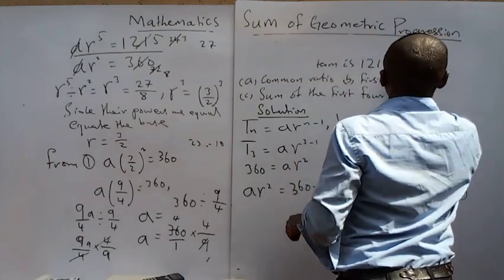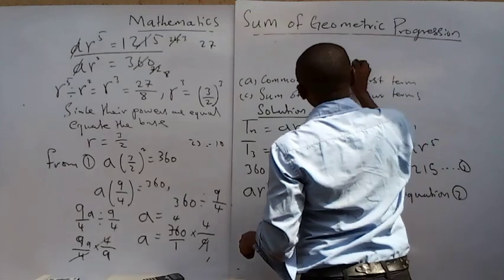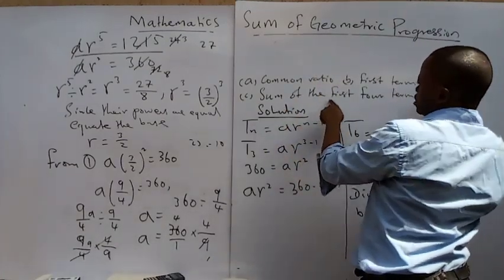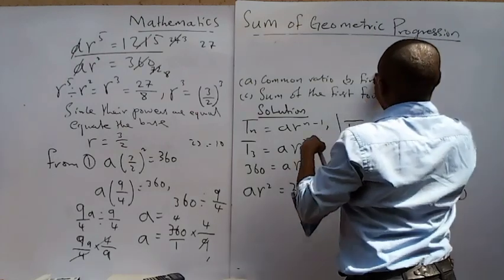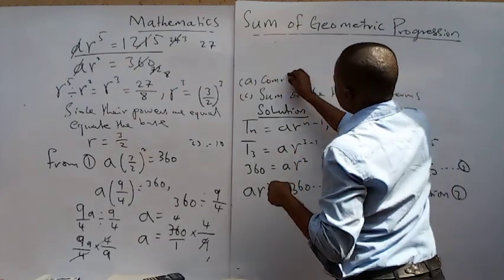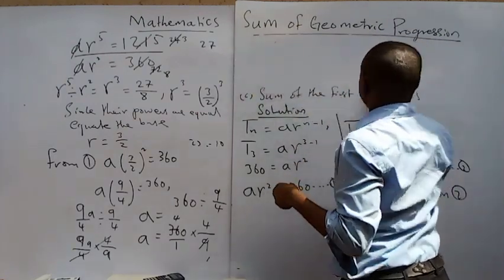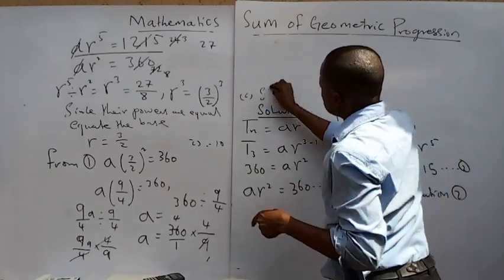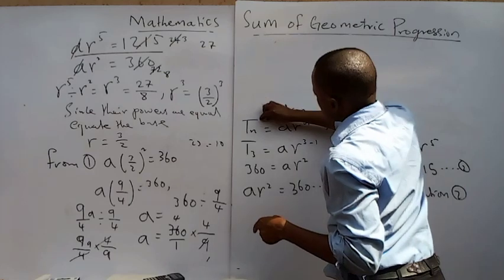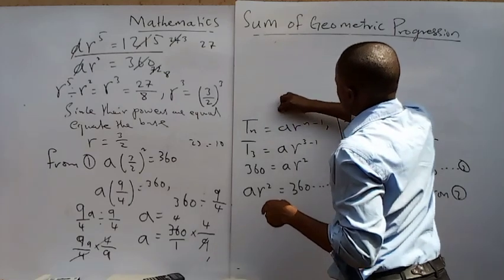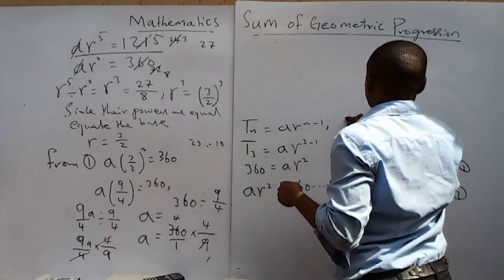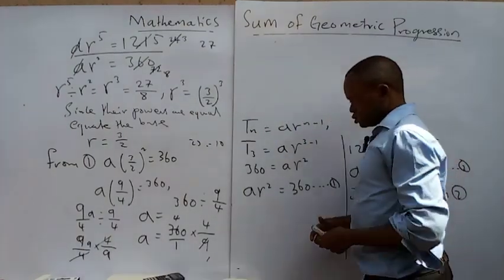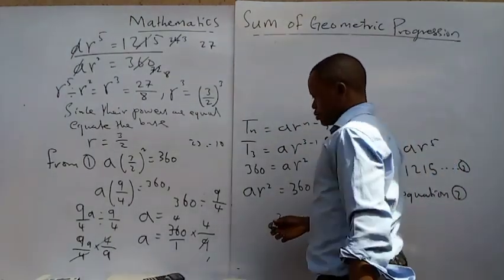As soon as we get the first term now, we can do this C question that says find the sum of the first 4 terms. That's the last question we are looking at here. Find the sum of the first 4 terms. That's the C question. So here we go.